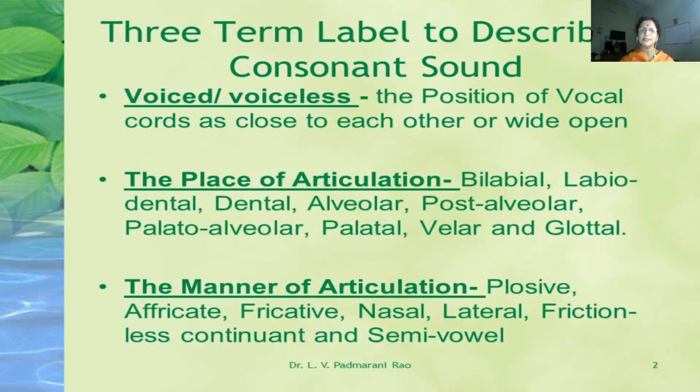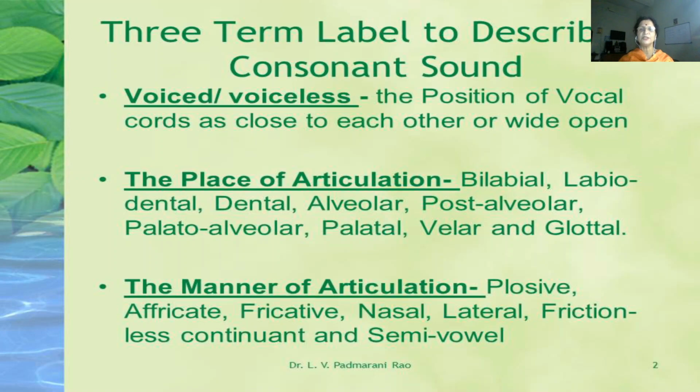If the hard palate is involved in the production of the sound, it is called a palatal sound. If the alveolar ridge and the hard palate are involved, they are called palato-alveolar sounds. And if the soft palate is involved in the production of the sound, it is called a glottal sound. So, depending upon the place of articulation, the sound can be described as bilabial, labiodental, dental, alveolar, postalveolar, palato-alveolar, palatal, velar, and glottal. The third criterion to describe the consonantal sound is the manner of articulation.